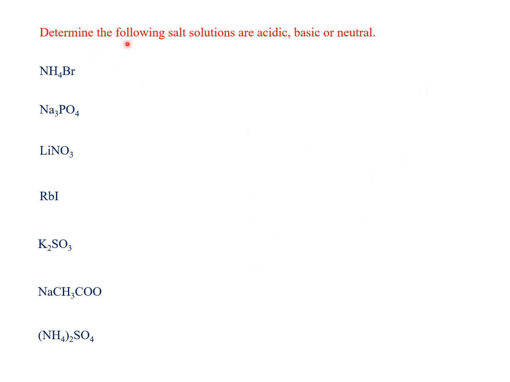Now, we have some examples to practice. There are some salts given here. You need to determine whether the following salt solutions are acidic, basic or neutral based on the concepts we learned in the previous slide. Let's take them one by one. Ammonium bromide. What is the origin of ammonium bromide salt? What are the acid and the base we mix? Ammonia, a weak base, plus HBr, a strong acid. Weak base and strong acid means pH goes to the stronger side, pH less than 7, acidic.